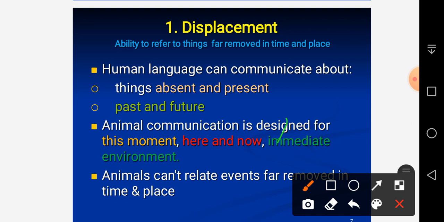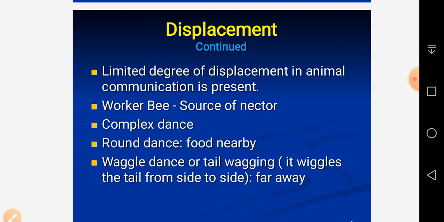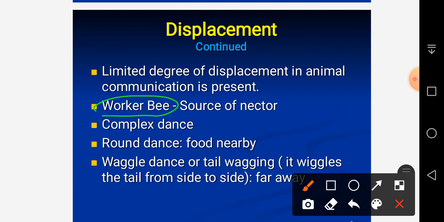Let me give you an example that even in animal communication systems, there is a degree of displacement. In this slide, a worker bee wants to inform other bees about the source of nectar, or source of food. What does it do? It comes back after finding a source of food, returns to the beehive, and communicates this information to other bees using a complex dance. If the dance is a round one, it indicates the food source is nearby. It is located nearby, and other bees get the message.